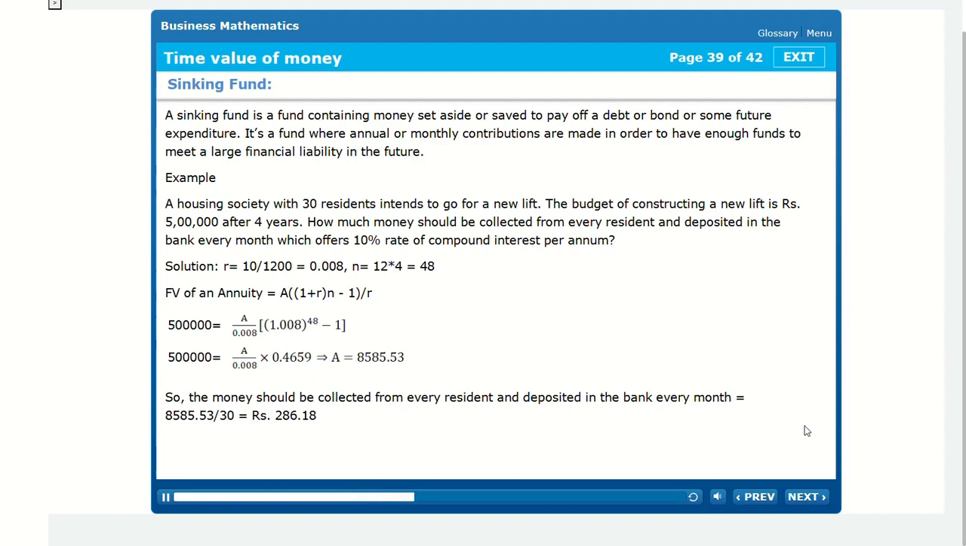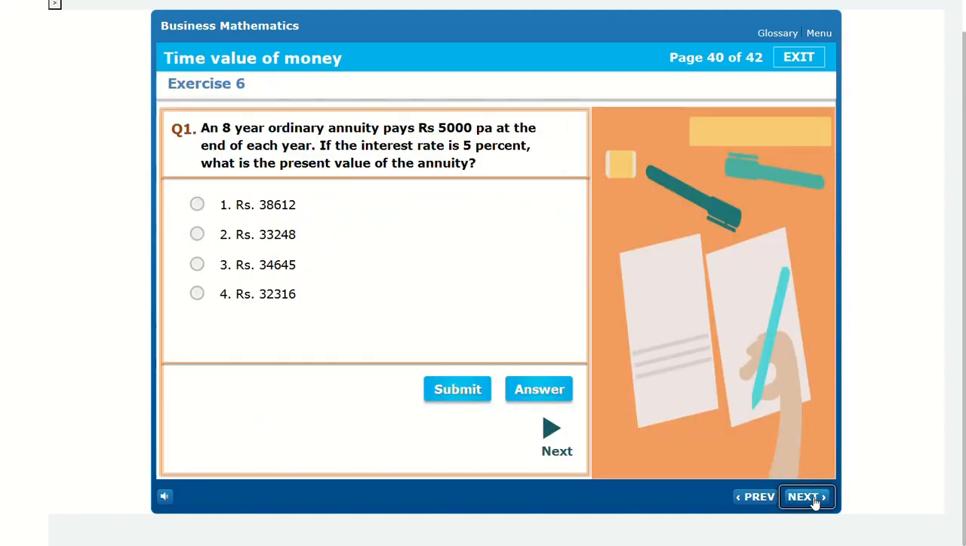Example: a housing society with 30 residents intends to go for a new lift. The budget of constructing a new lift is Rs. 5,000,000 after 4 years. How much money should be collected from every resident and deposited in the bank every month, which offers 10% rate of compound interest per annum? Exercise 4.